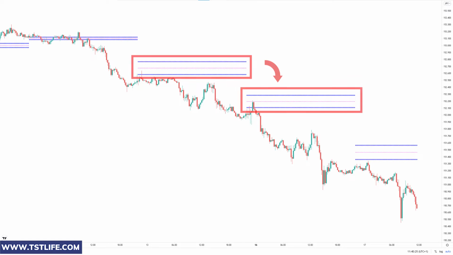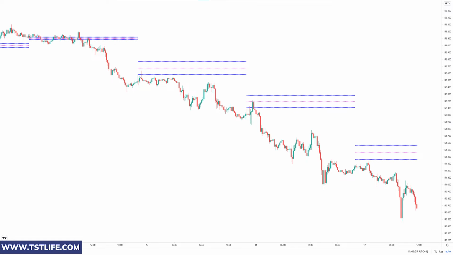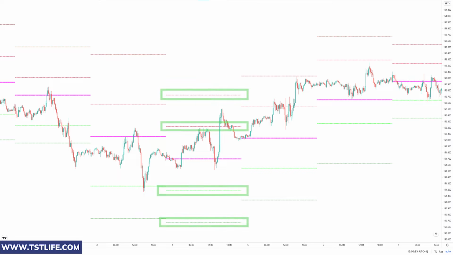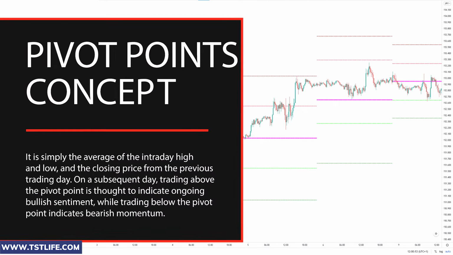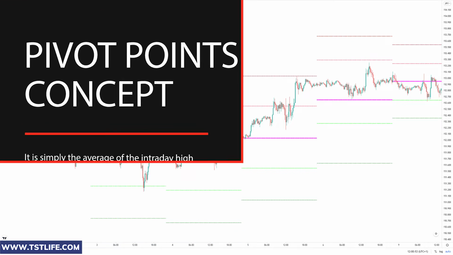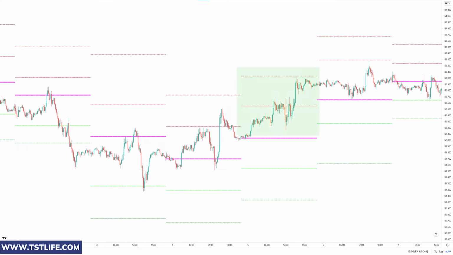But you might be wondering, how does CPR differ from traditional pivot points? If you're familiar with pivot points, you would know that it generally has one central pivot line surrounded by support and resistance levels. It's used to determine the overall trend of the market over different time frames. It is simply the average of the intraday high and low and the closing price from the previous trading day. On a subsequent day, trading above the pivot point is thought to indicate ongoing bullish sentiment, while trading below the pivot point indicates bearish momentum.